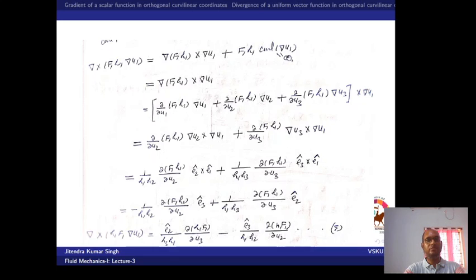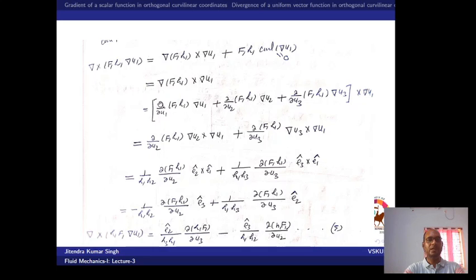So curl of grad u1 is 0, because we have already seen that vector identity. So this term will be 0. So we shall get grad of f1 h1 cross grad u1. Now grad of a scalar function f1 h1 is a vector. We have just derived the gradient of a scalar in orthogonal curvilinear coordinates.